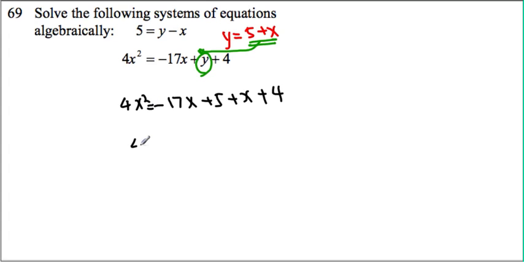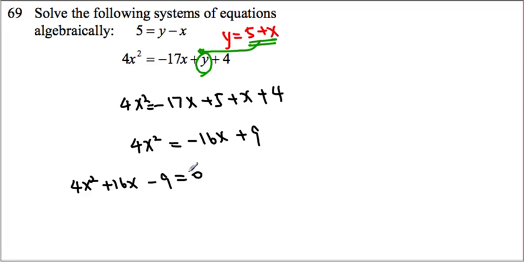4x squared is equal to negative 16x when you combine these two, and then we have plus 9. Bring everything onto one side, we get 4x squared plus 16x minus 9 is equal to 0. I know that it will be difficult, but if you had to factor this one, we would have gotten 2x, and to make 16, we have to add 9 and then subtract 1. And we end up getting inside and inside becomes negative 2x, outside and outside becomes 18x. 18x minus 2x becomes 16x, which works correctly.